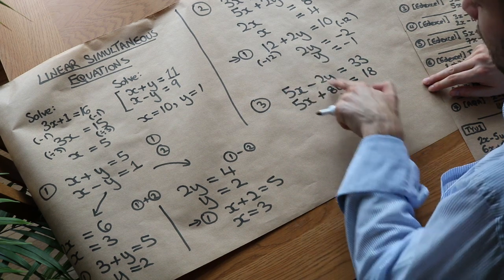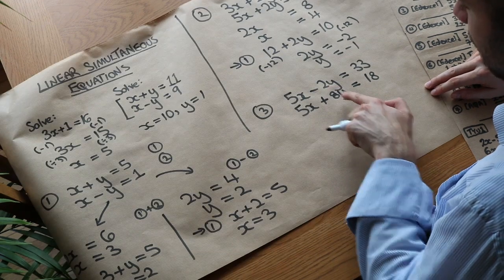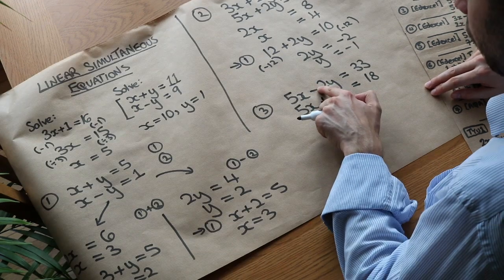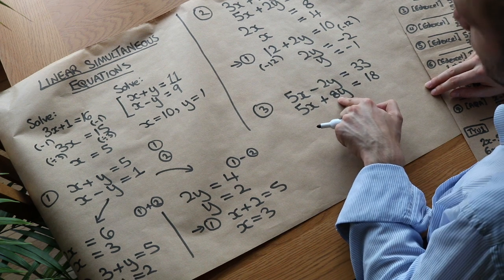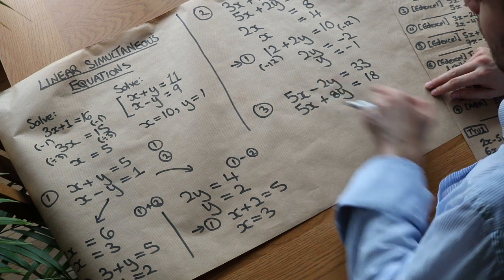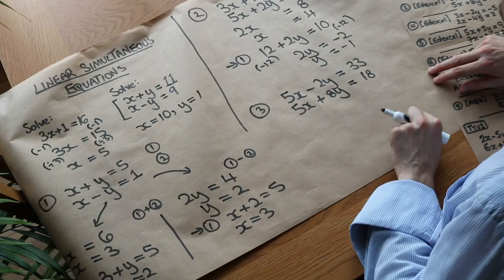Whereas with these, because they're different numbers, if we add them, we would have minus 2 plus 8, which is 6y. Or if we subtracted them, minus 2y, and we subtract 8y, would give us minus 10y. Either way, it doesn't make these cancel. But subtracting these is going to work, isn't it?